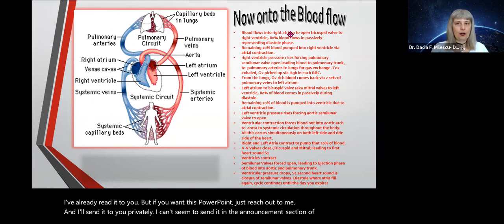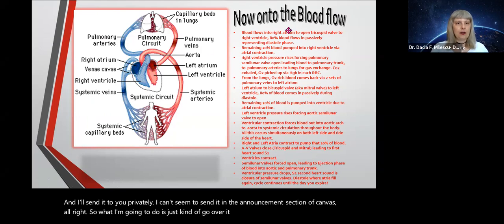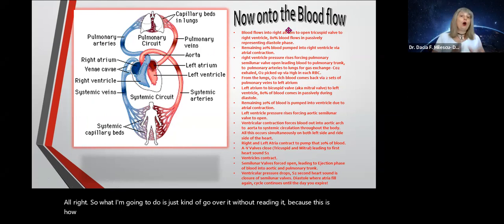All right, so what I'm going to do is just kind of go over it without reading it, because this is how I want you to learn it.